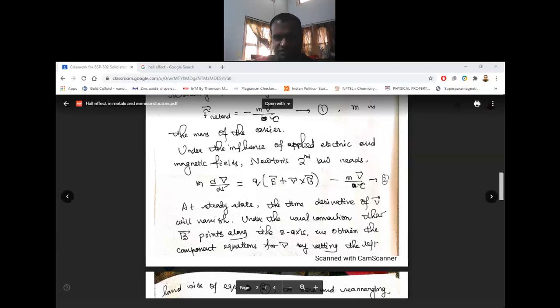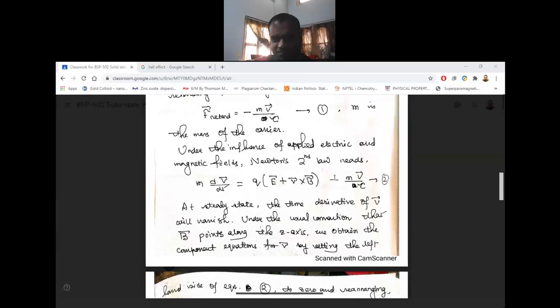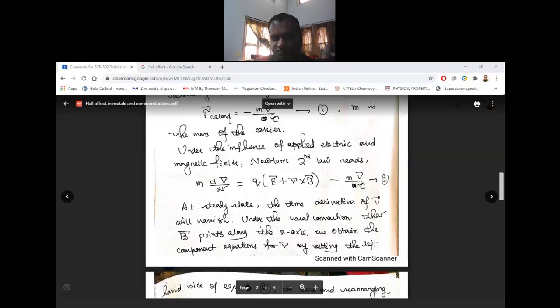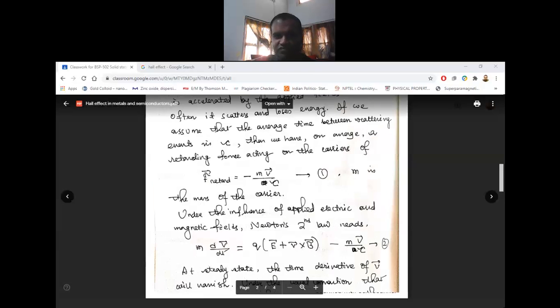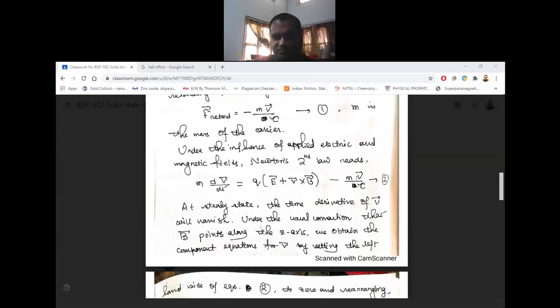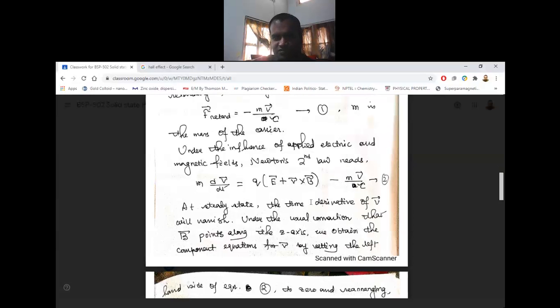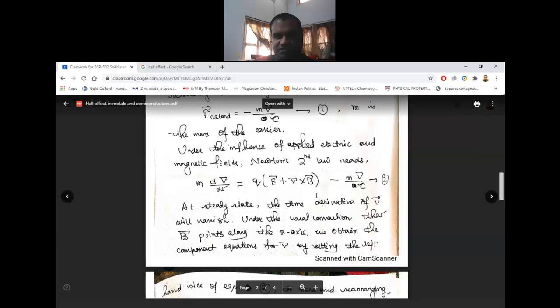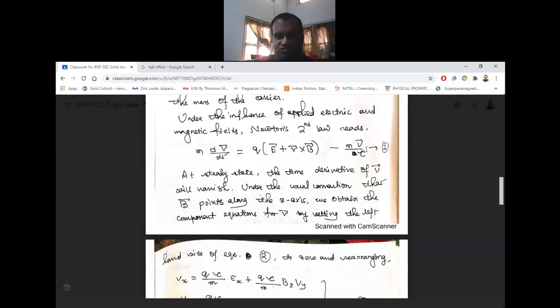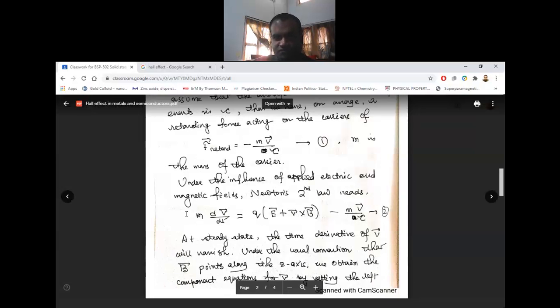So m dv/dt is the Lorentz force minus this retardation force, F retard. Actually, it should be plus. So the total force is the Lorentz force plus the retarding force. But the Lorentz force is as written, and the retarding force is a negative quantity, so we are using the negative symbol here directly. That is the total force acting on the charge carriers. I hope you have understood this equation now.